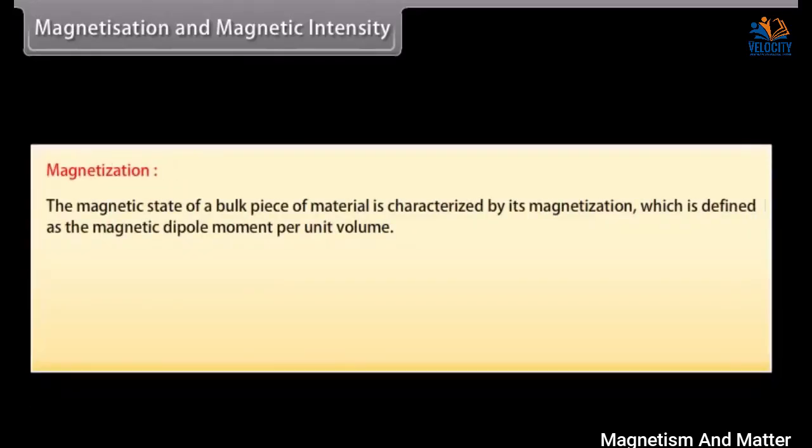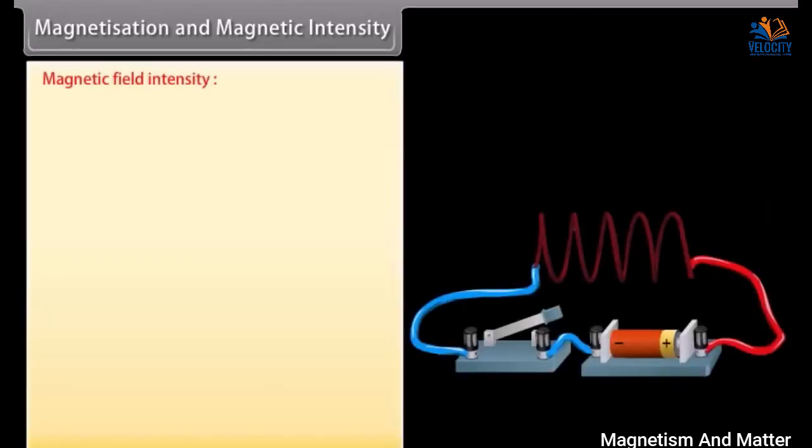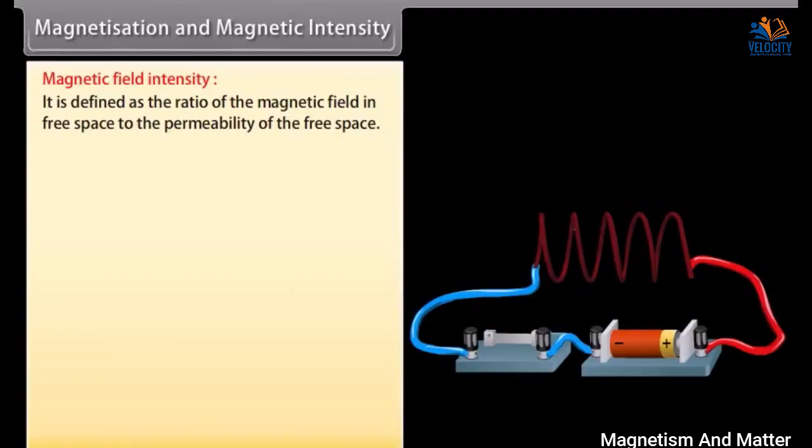Magnetization and magnetic intensity. The magnetic state of a bulk piece of material is characterized by its magnetization, which is defined as the magnetic dipole moment per unit volume. The magnetization depends on both the magnitude of the individual atomic dipole moments and their degree of alignment. Magnetic field intensity. It is defined as the ratio of the magnetic field in free space to the permeability of the free space. H is equal to B naught divided by mu naught.